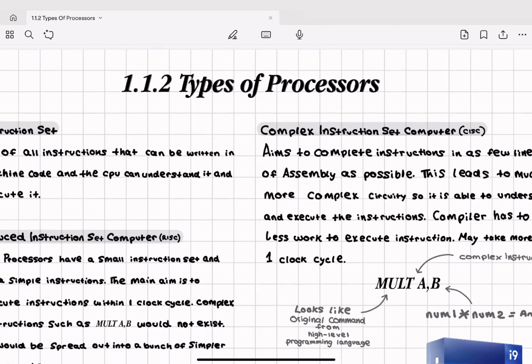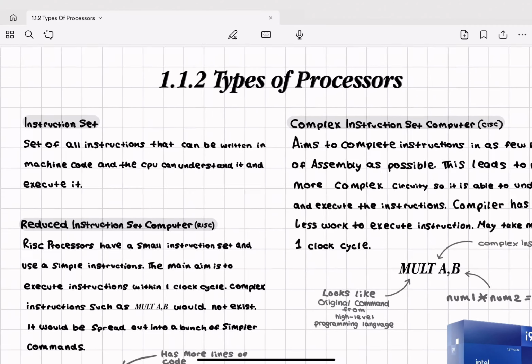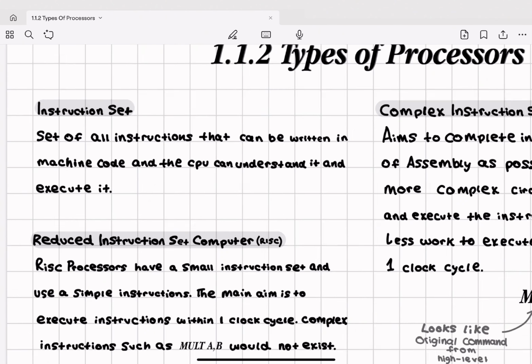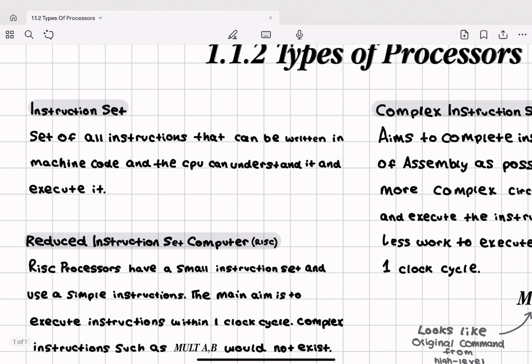Today we'll be going through 1.1.2 types of processors. To understand the different types of processors, you would first also need to know what an instruction set is. An instruction set is a set of all instructions that can be written in machine code, and the CPU can understand it and then execute it.